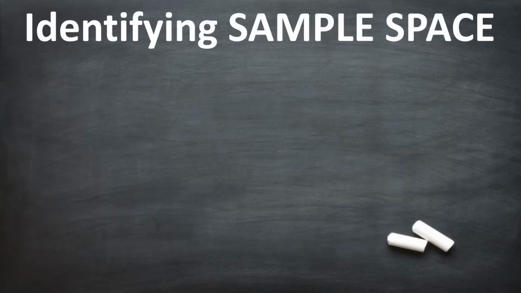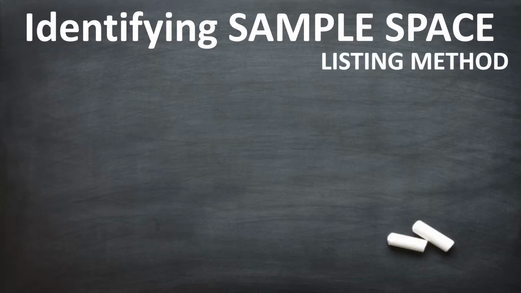Now that we know the terminologies under probability, let us now identify the sample space. We have three ways in identifying sample spaces, and the first one is the listing method. Of course, before we come up with the sample space, we must have an experiment. Let's say that experiment is tossing of a coin. So given this experiment, what are the possible outcomes when you toss a coin?